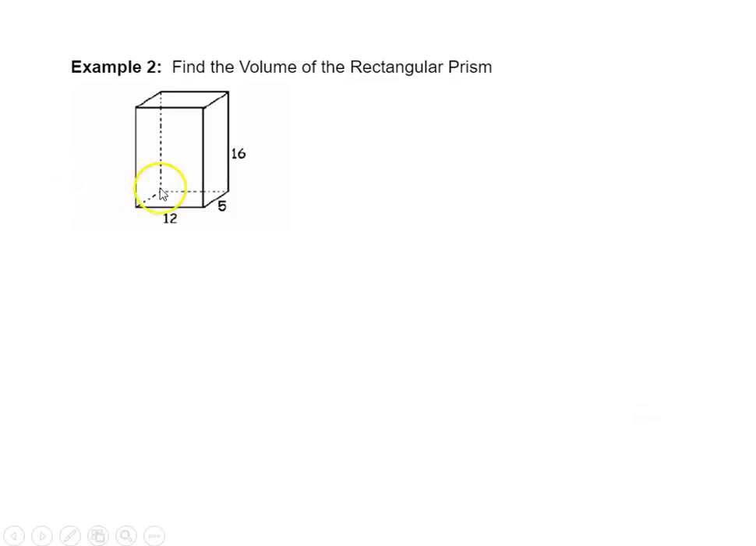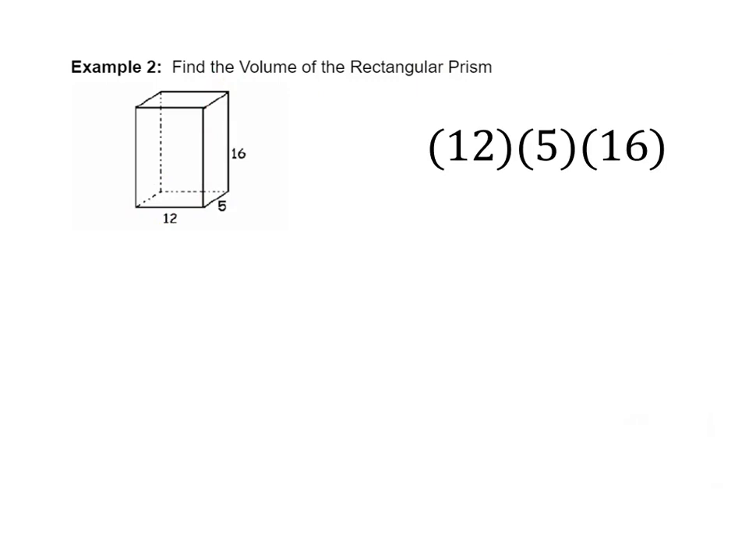We have the dimensions there, so we're going to find the area of the base here of this bottom, which would be 12 times 5, and then multiply that by 16. So that's going to be 12 times 5 times 16, and 12 times 5 times 16 is going to be 960. So the volume of this rectangular prism would be 960 units, whatever that is, inches, centimeters, millimeters, cubed, because volume is measured in cubic units. And that is how you find the volume of a rectangular prism.